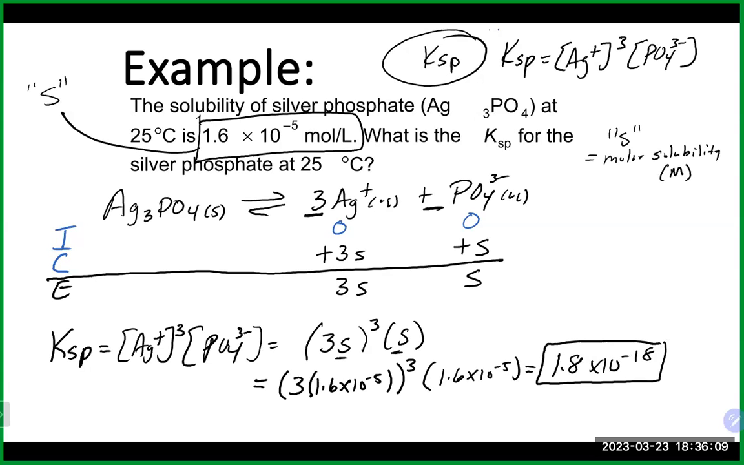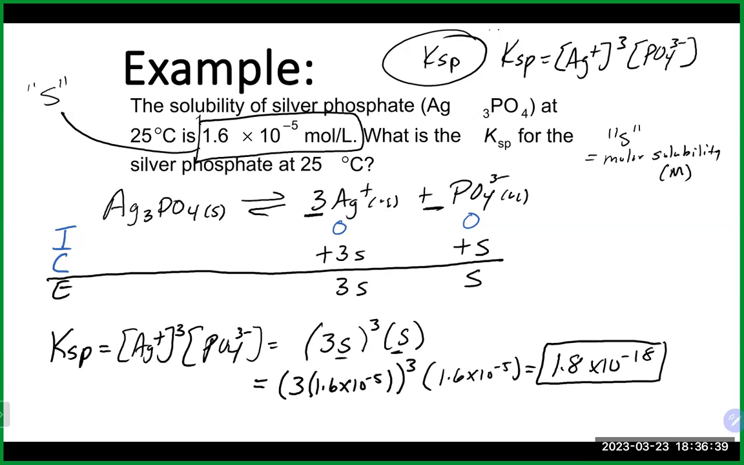Is that a large value or a small value? It is a small value, which would mean we mainly have reactants at equilibrium, which means in this case, we would mainly have the things still together, right? It would be basically insoluble, most of it. It basically means in terms of phosphate, we only got out about 1.8 times 10 to the minus 18 molar of it. And for silver, we did a little bit better, but not very much is in there.